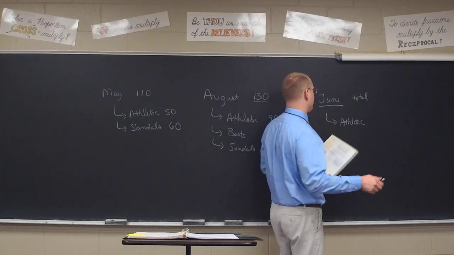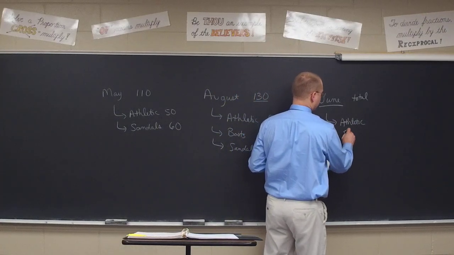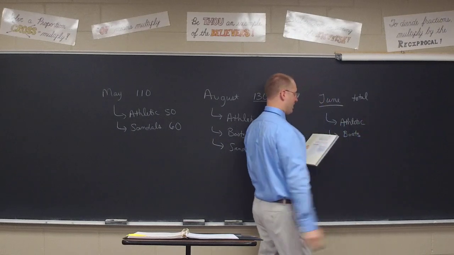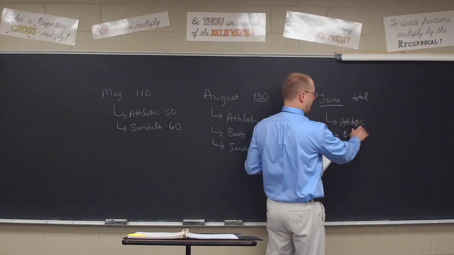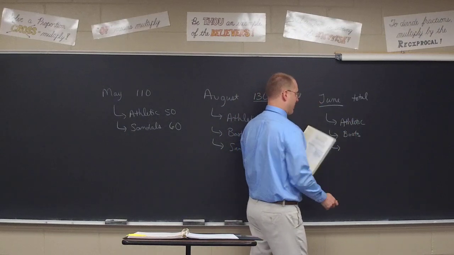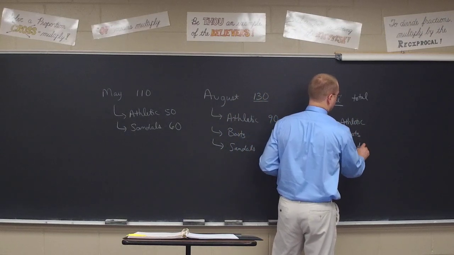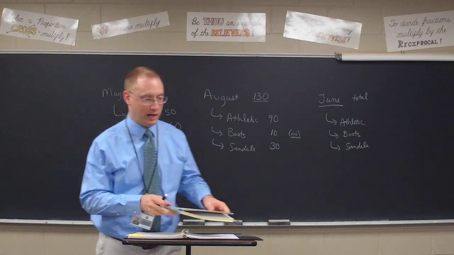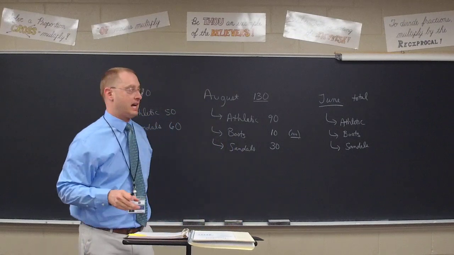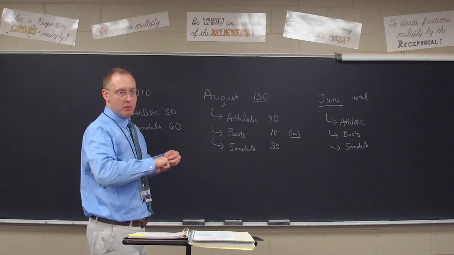Once again, he picked one where it's pretty easy to see the boot sales. But go and get the boots. And once you know the athletic and the boots, should be pretty easy math to go ahead and get the sandals. So go and write that down. So each portion of the bar has its little number there, or it's off to the side. Let's see what we got down here.